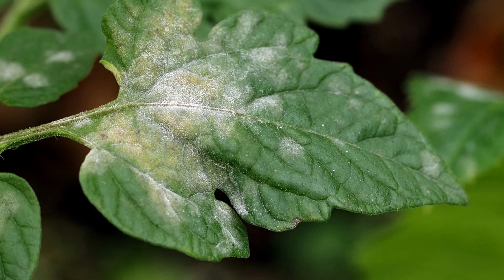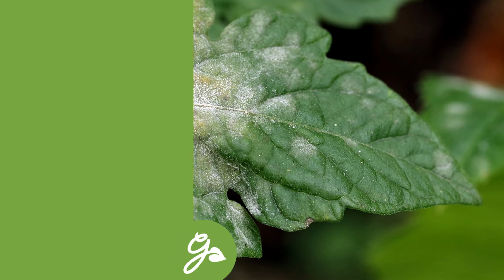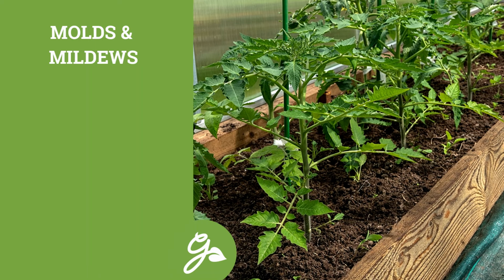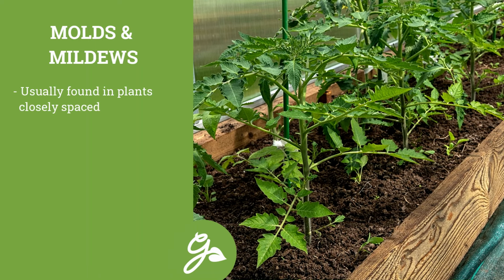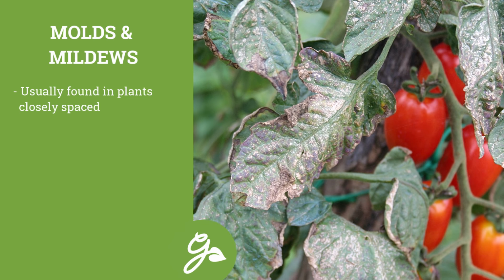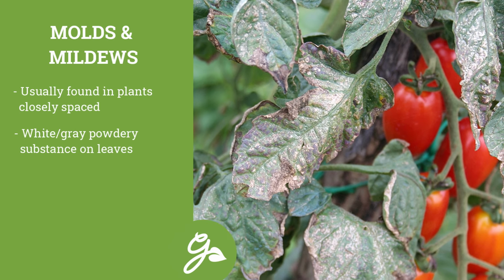Molds and mildews should be included in any list of tomato diseases. They are usually found when plants are spaced too closely, resulting in poor air circulation. They are easy to diagnose as a white or gray powdery substance will appear on the surface of the leaves.